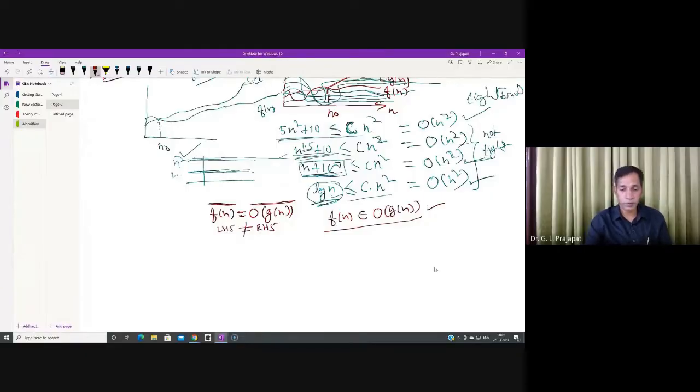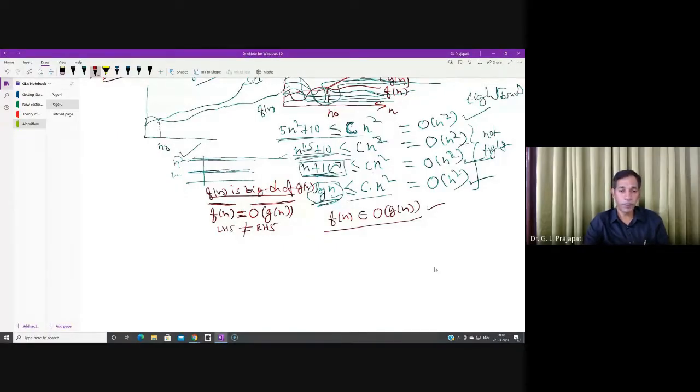In the literature you will find that the equal sign is used to mean that you have to read it like this: you should not say that f of n is equal to this. You can say that f of n is big O of g of n. You should not say that f of n is equal to big O of g of n. You can just say that f of n is big O of this.